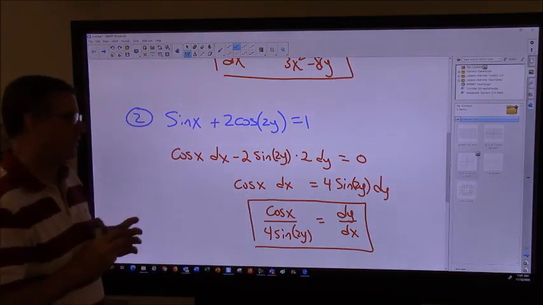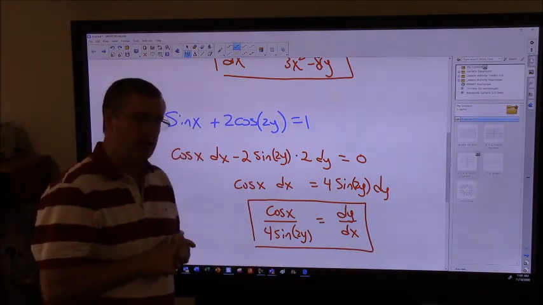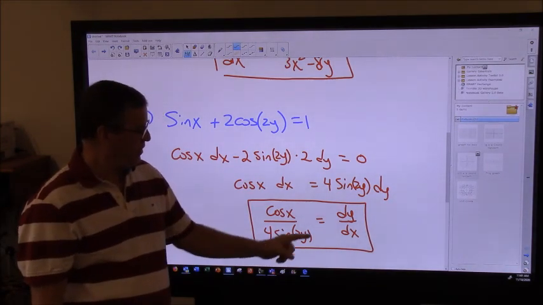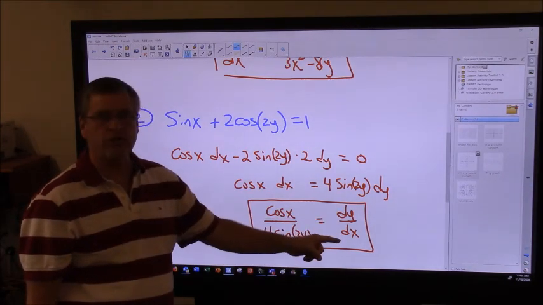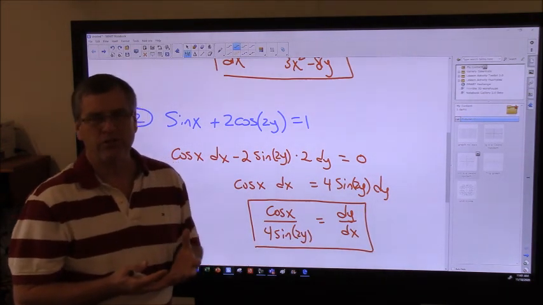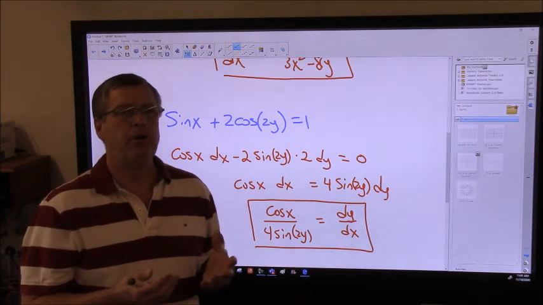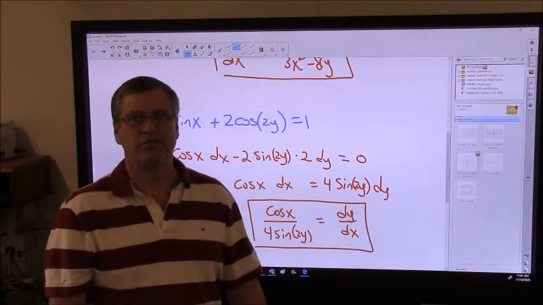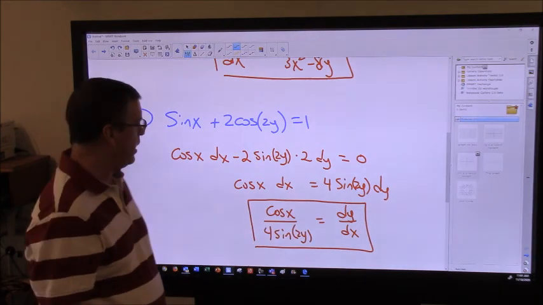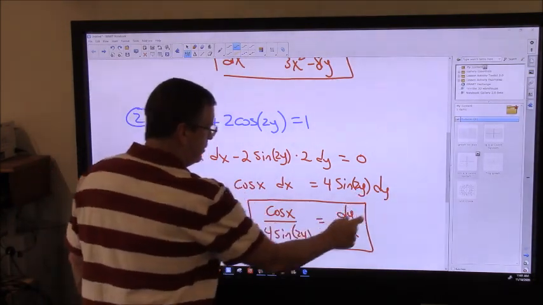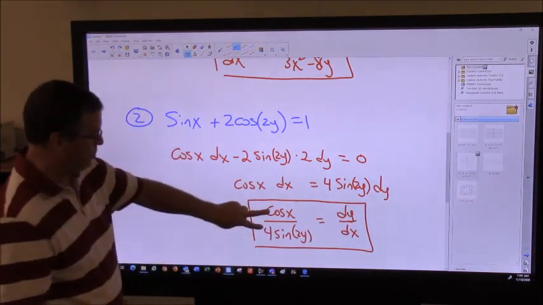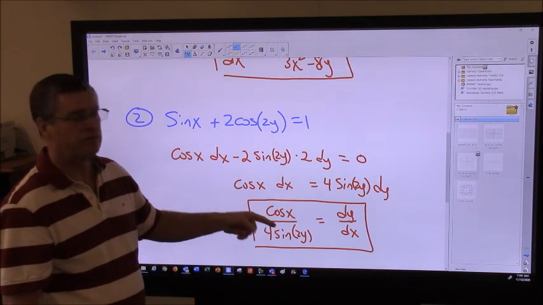Just as a heads up, this happens occasionally in our book, and it may have happened in the last assignment. They ask us to find dx over dy, which isn't really the right way to do a derivative, but there's no reason why you can't. So if they asked us to find dx over dy, I'm going to move my dy over here and divide, and I'll move the cosine over here. Really, it's just the reciprocal of this answer.